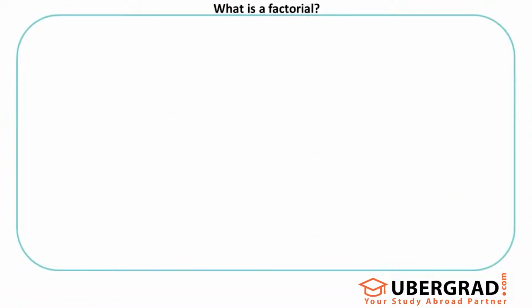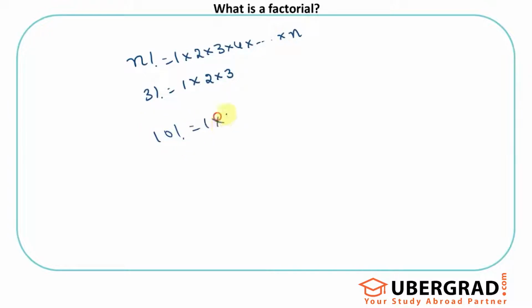So first, let's understand what a factorial is. Factorial is something like I write n factorial, 3 factorial. What is 3 factorial? It is basically 1 into 2 into 3. N factorial starts with 1 into 2 into 3 into 4 and so on up to n, right? So if I'm talking about 10 factorial, I just need to do 1 into 2 into 3 into 4 and so on up to 10. That's going to give me the 10 factorial value, right? So that's the basic meaning of factorial.